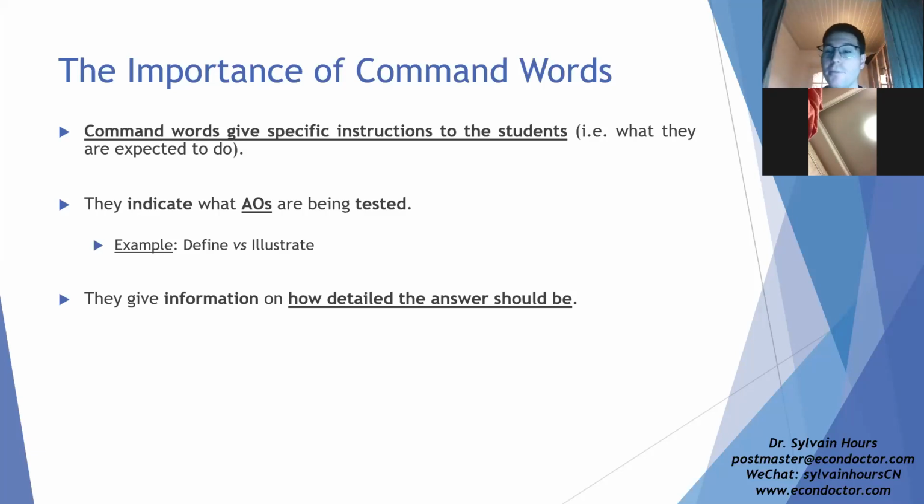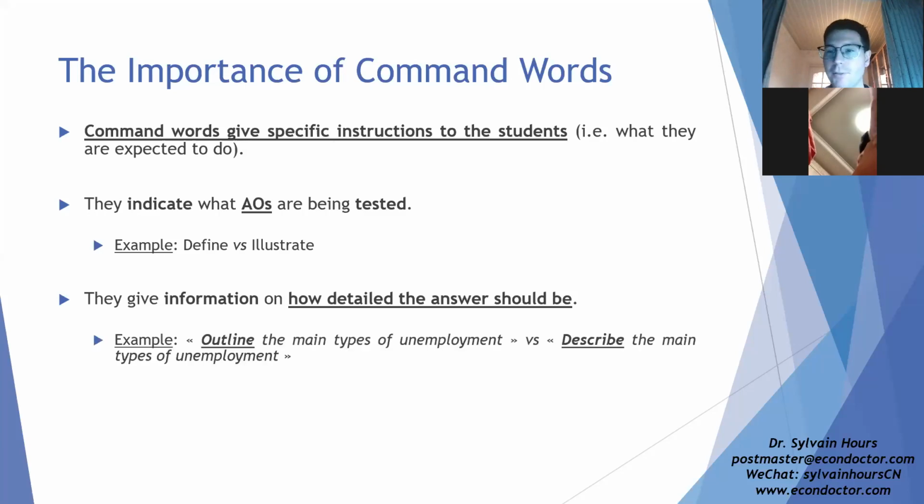Second, they give information about how much detail has to be given in the answer. There are some command words that suggest that the answer should be very brief, and there are some command words that suggest that the answer should be more detailed. For example, if you have one essay question that asks you to outline the main types of unemployment, and one that asks to describe the main types of unemployment, then this suggests that outline has to be very brief, or at least briefer, shorter than the answer to the question in which the command word says describe.